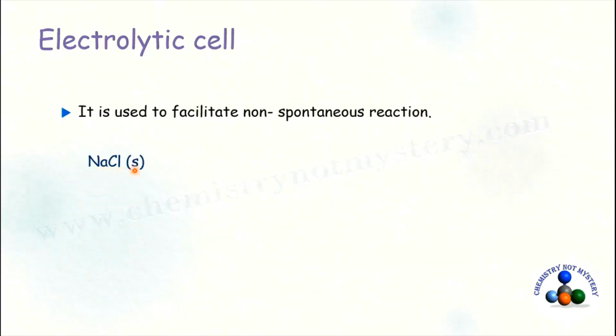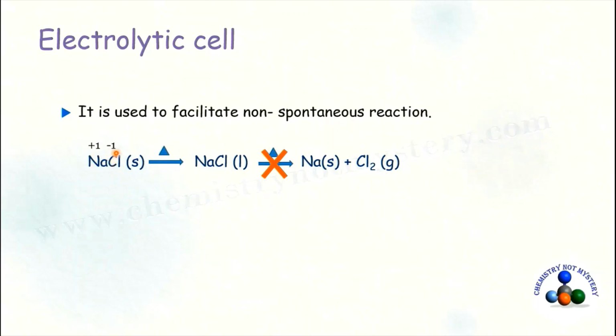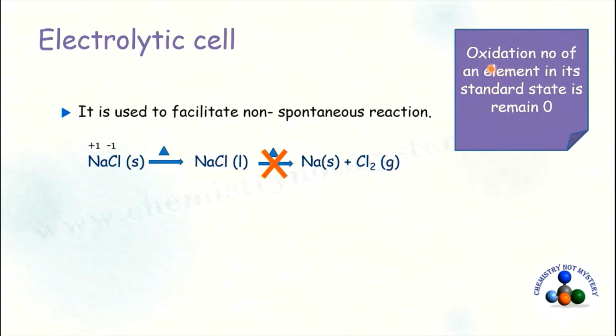Similarly, when you heat NaCl, you will get molten NaCl, but when you further heat it, you won't get solid sodium and chlorine gas. In NaCl, oxidation number of Na is +1 and oxidation number of Cl is -1. And as you know, oxidation number of an element in its standard state remains 0. So in sodium, oxidation number of sodium is 0. In Cl2, oxidation number of Cl is also 0.